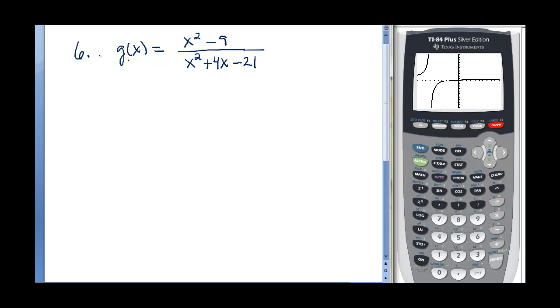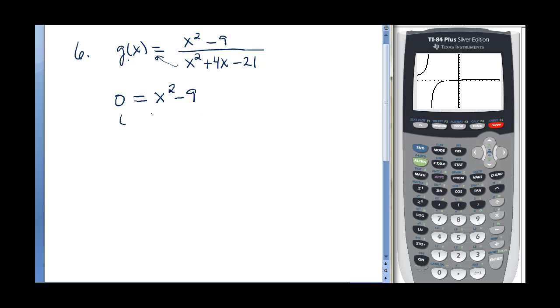Okay, so let's look at number 6. Number 6 is the rational function g of x is equal to x squared minus 9 over x squared plus 4x minus 21. To find the x-intercepts, we need to set the function equal to 0. And remember, as we did that before, we did this cross multiply thing. So we really determined that what we were doing is just setting the numerator equal to 0.